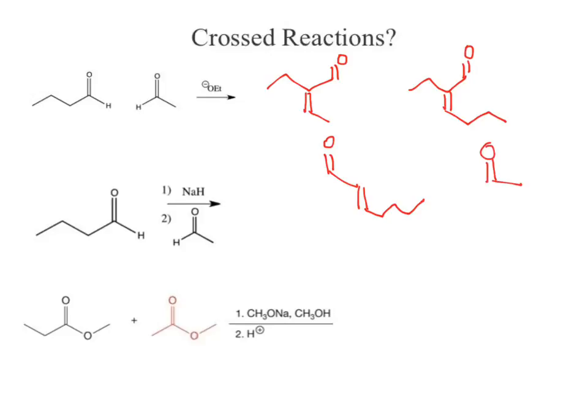So we get lots of possible products coming out of this. Okay, and that kind of sucks. How did we fix that? We broke it into 2 steps. And not only did we break it into 2 steps, what did we change? We watched our base choice to make sure that we selectively formed an enolate. Once we selectively formed the enolate, then we could react it with our electrophile to end up with 1 product.